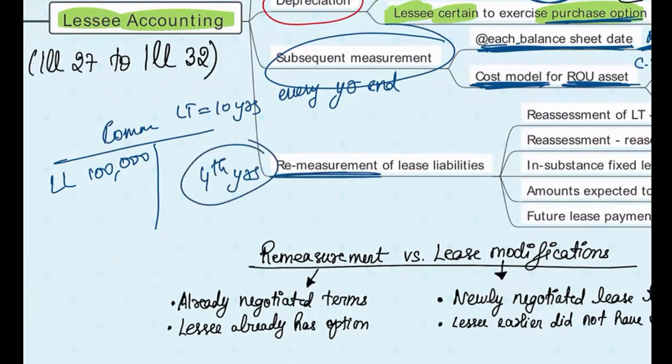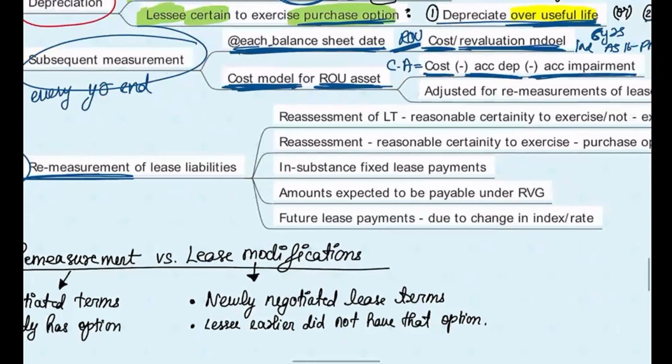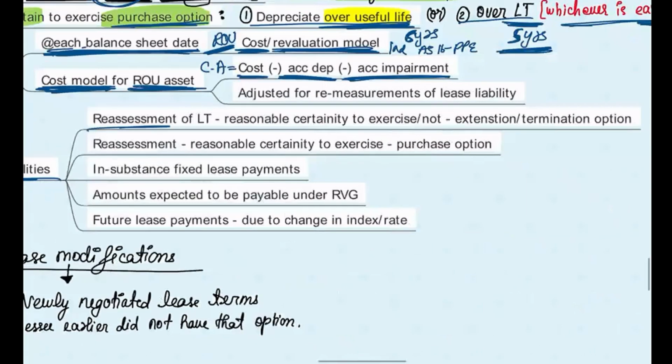Now what does remeasurement mean? You have to reevaluate whether this amount is correct or whether you have to make changes in this amount. So when are those situations going to arise? We are going to understand when you remeasure your lease liability. Suppose you have to reassess your lease term. When are you going to reassess your lease term?